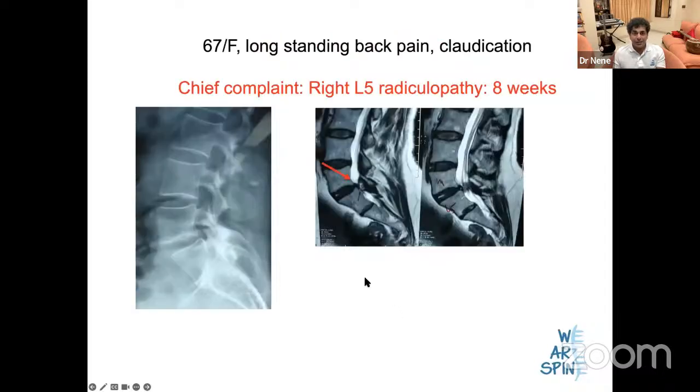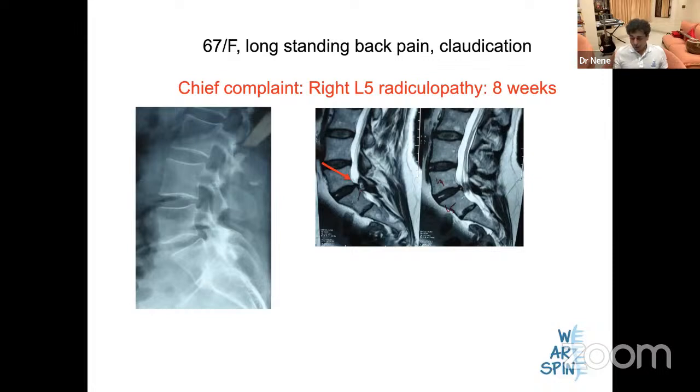Now look at this gentleman. He comes with a history of claudication with a short history of acute leg pain. Anyone? What is this? So just like a knee joint, which gets arthritic, can get an effusion and then pop into a popliteal cyst or a Baker's cyst, this is a facet cyst.